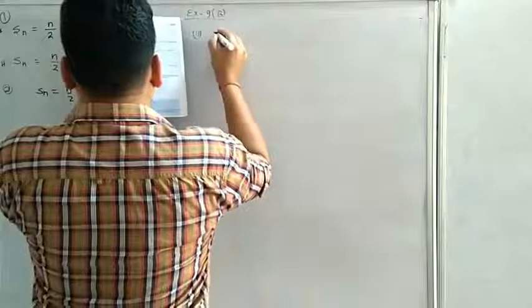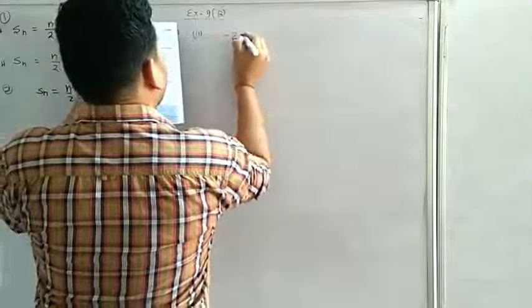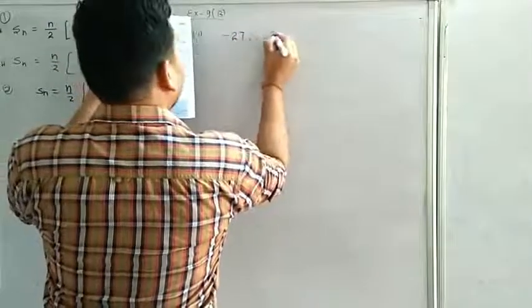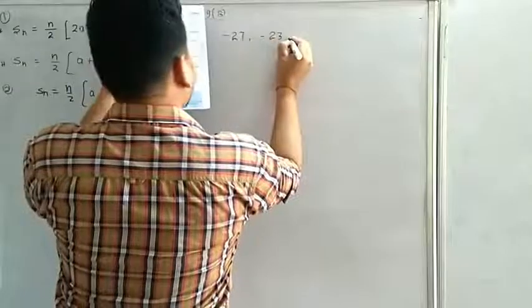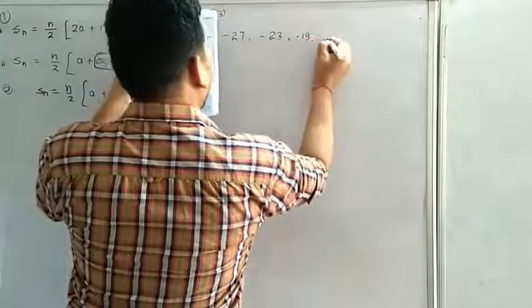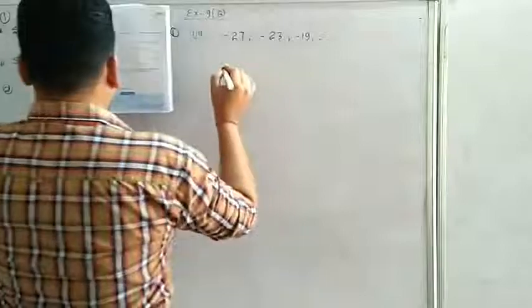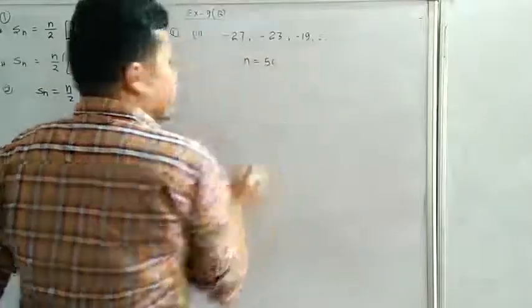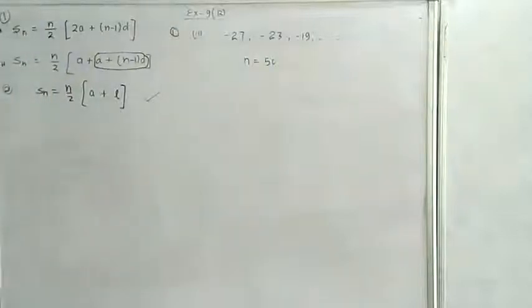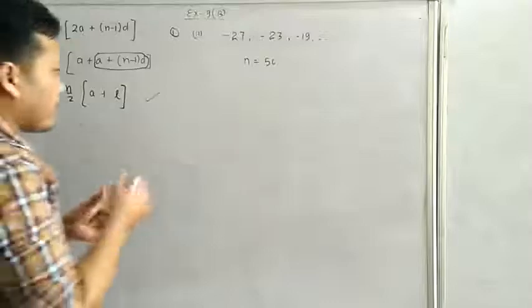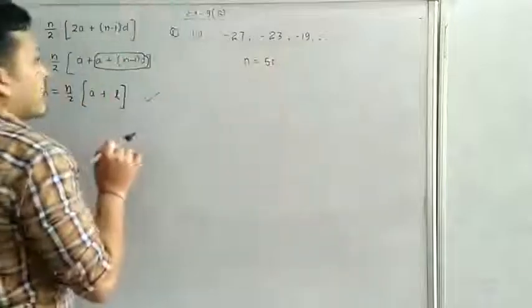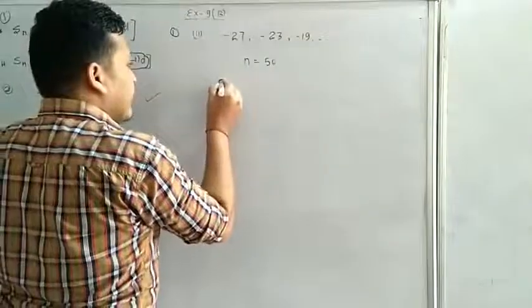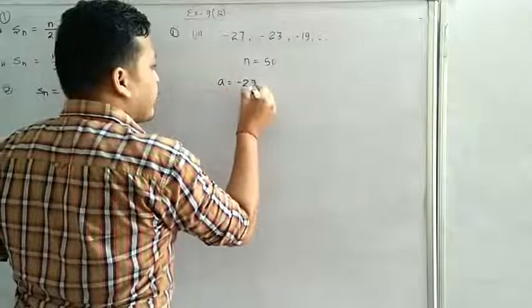Find the sum of the first 50 terms of an AP. The AP is minus 27, minus 23, minus 19, and so on. The question is to find the sum of the first 50 terms. First 50 terms means n is equal to 50. So what is a? a is equal to minus 27.